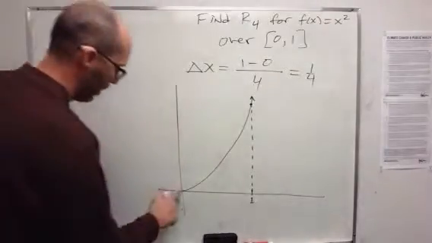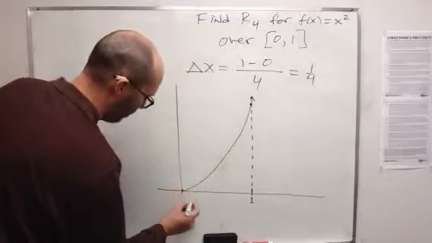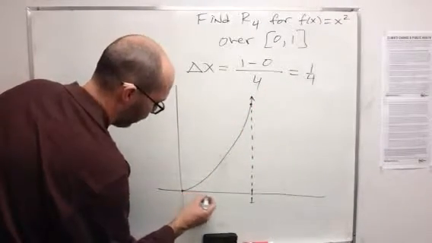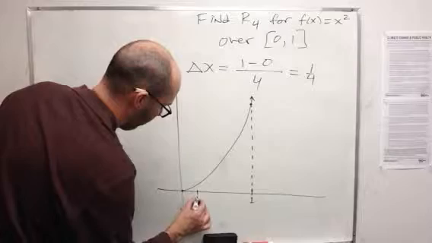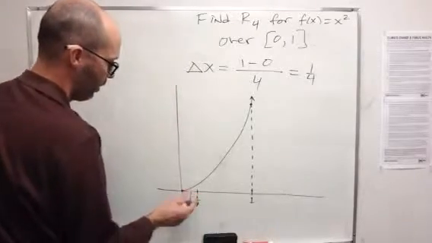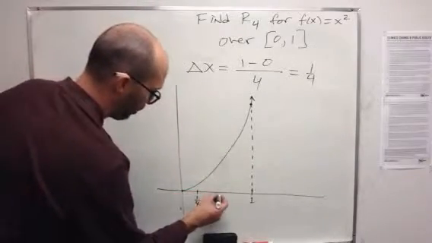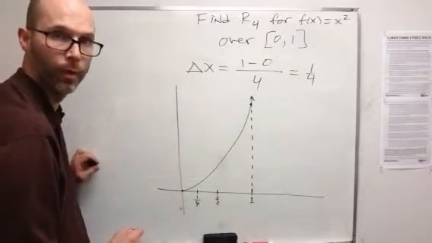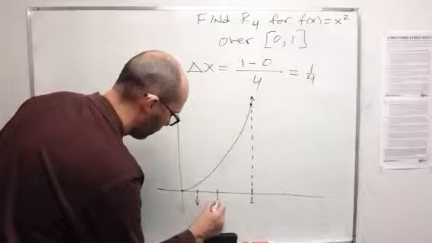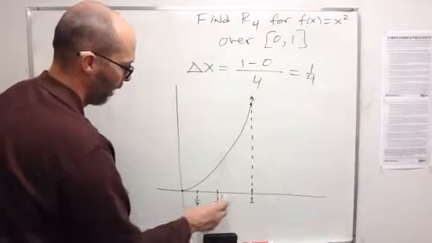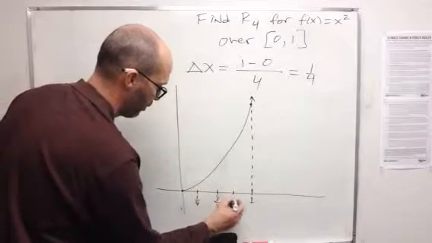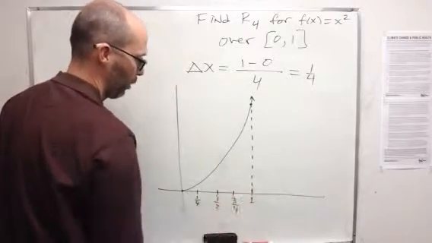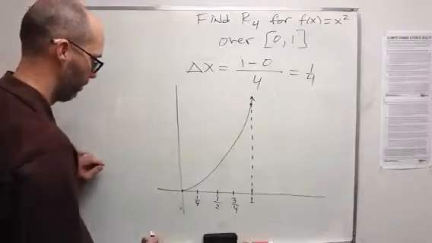So what you do is you start at 0 there, and you go over delta x. That's a 4th. Then you add a 4th, you add a 4th. A 4th plus a 4th is a half. Now a half plus a 4th, that's 3/4. And then 3/4 plus a 4th is 4/4 or 1.